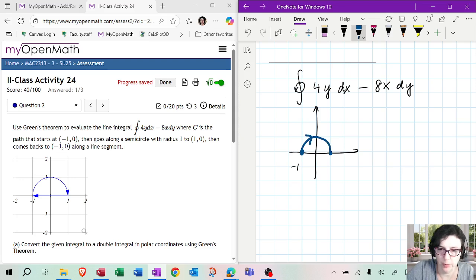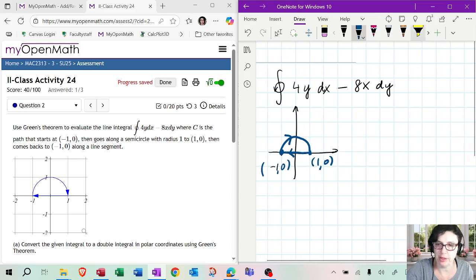So this is what we do. And then we're going to come back from 1, 0 back to negative 1, 0. So we're going to go here. Okay, so immediately you could notice that the orientation here is actually clockwise, not counterclockwise. And so what that means is that our answer is going to be negative of what it would have been if it was counterclockwise. Okay, so let's see if we can set this up.